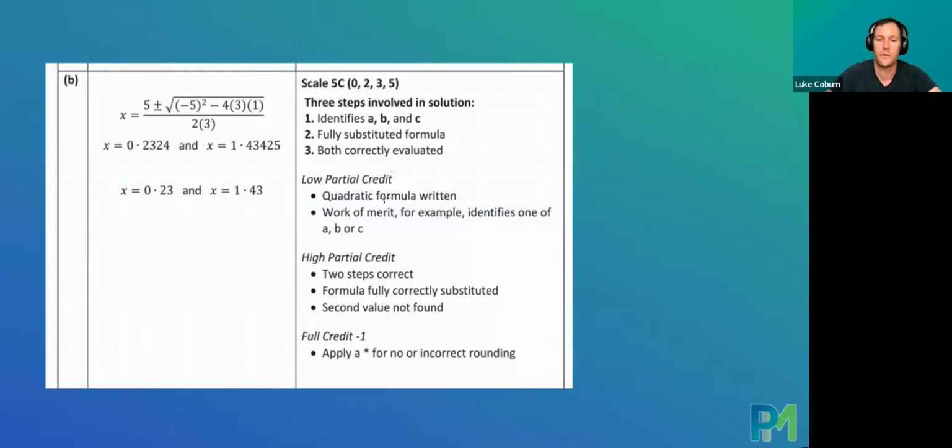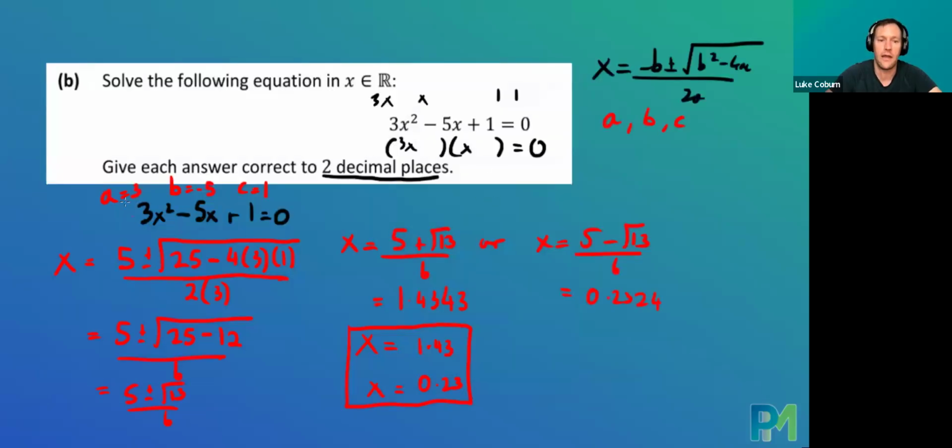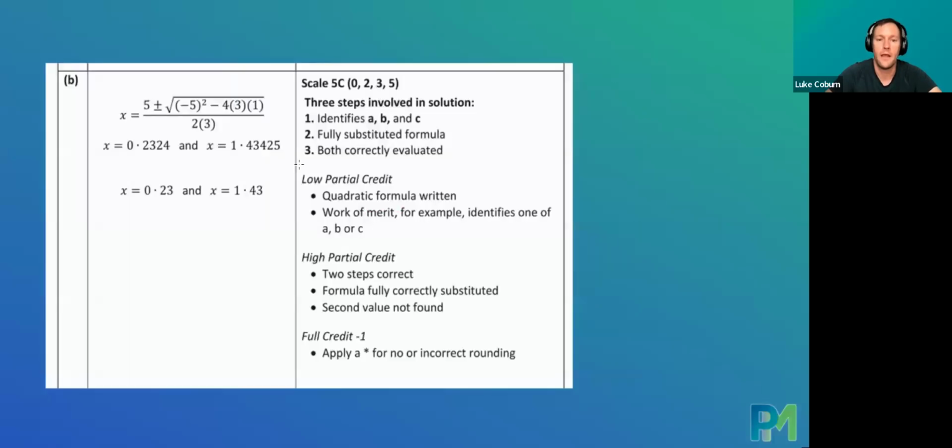Okay. So that's that. Another way to do it would be to identify one of A, B, or C. So if we wrote down A is equal to 3, 40% of the marks. If we wrote down B is equal to -5, you don't even have to write down the 2 of them. That's enough for 40% of the marks. Now let's have a look at the high partial credit.